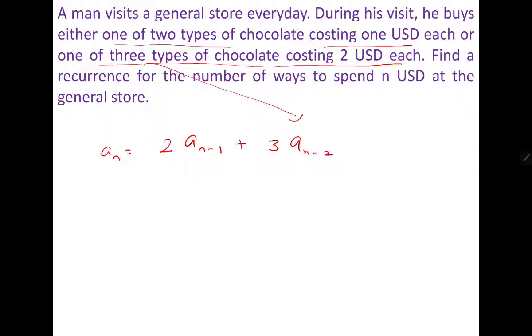That's why my required a_n is 2a_{n-1} + 3a_{n-2}, where a_0 = 1, which means if he spends $0, there is only one way: he does not buy anything, and a_1 = 2, which means if he spends $1, there are two types of chocolate, so there are two ways of spending $1. In the previous question you saw that the coefficients of the successive terms a_{n-1}, a_{n-2} were always 1. This is the case where the coefficients are other than 1.